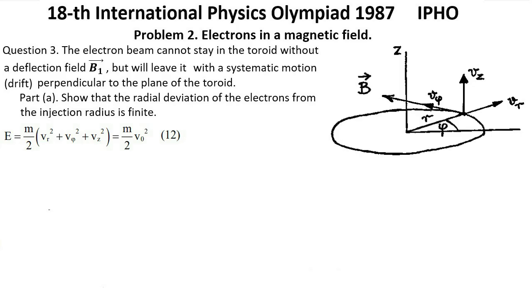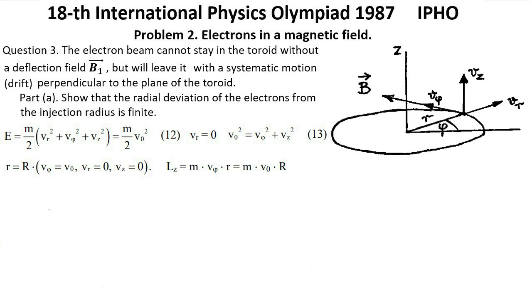In a static magnetic field, the kinetic energy is conserved, thus equation 12. The radial points of inversion of the electron are defined by the condition v_r equals 0. Using equation 12, one obtains expression 13. Such an inversion point is obviously given by r equal R in cylindrical coordinates, v_φ equal v0, v_r equals 0 and v_z equals 0. To find further inversion points and thus the maximum radial deviation of the electron, the components of velocity v_φ and v_z in equation 13 have to be expressed by the radius.